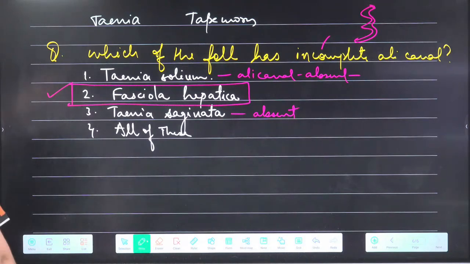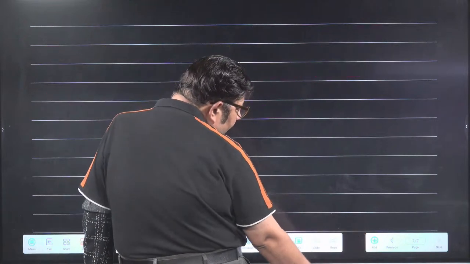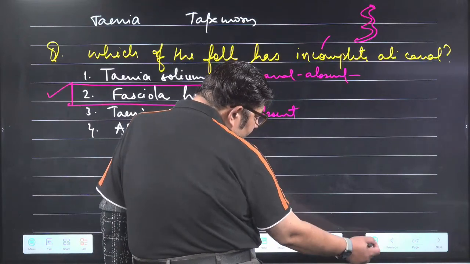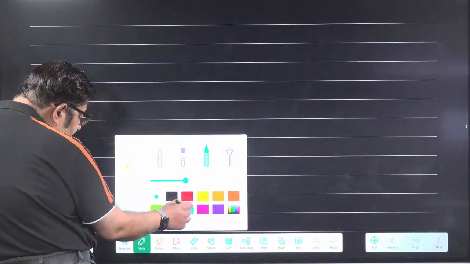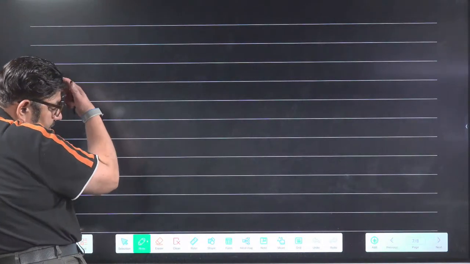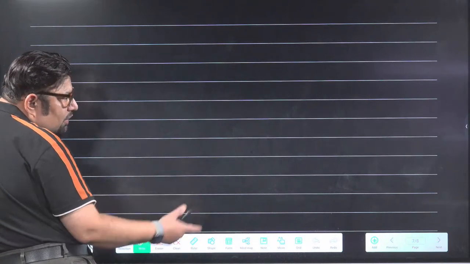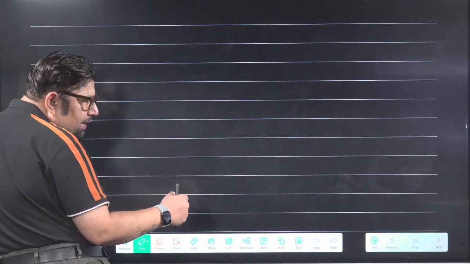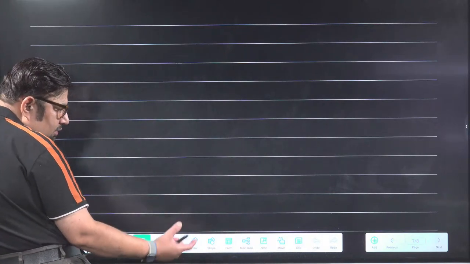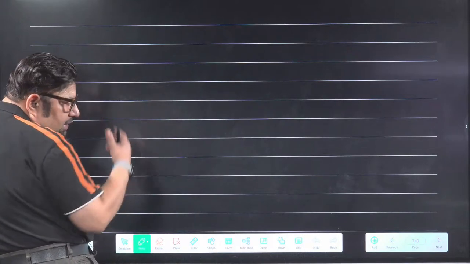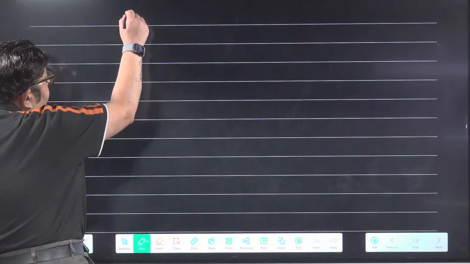So that's all about the platyhelminths. Yesterday also we discussed the platyhelminths, bachcho, and today also I have discussed the platyhelminths. Let us start aschelminths, okay? Learn the aschelminths in such a way that you don't require doing it next time, so that you don't need to revise it again, and you just store it in your brain in a very proper way.